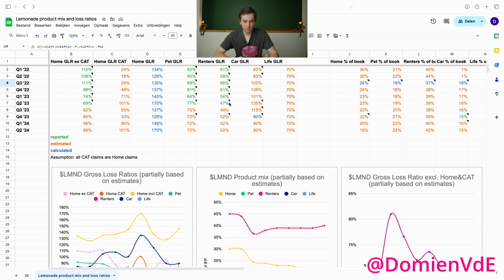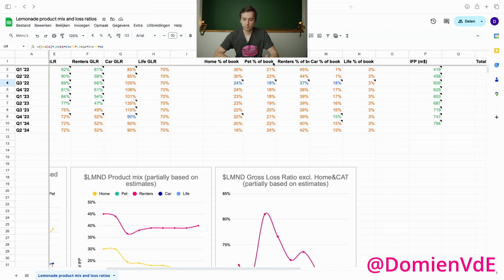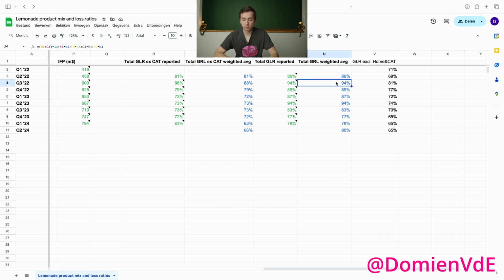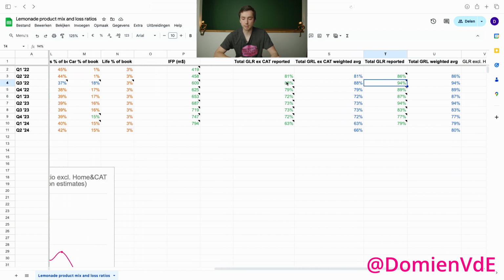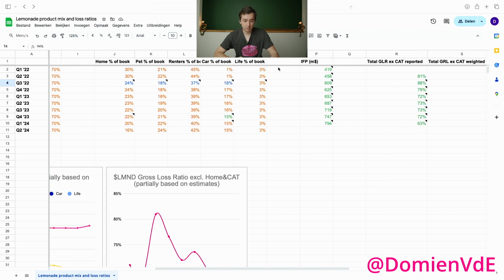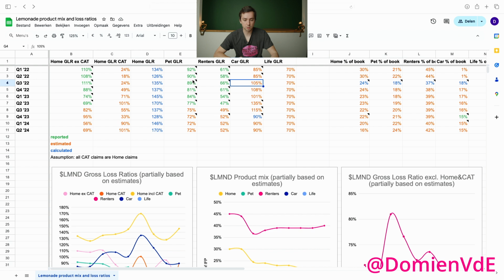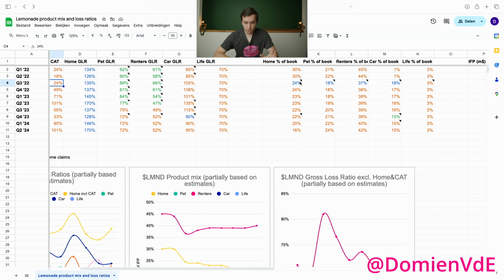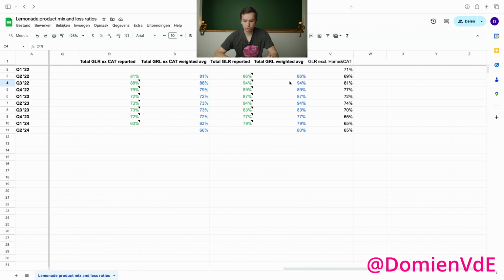So I basically used the loss ratios here for each product line and the product mix, and I made a weighted average, and it should come out to the number that was reported, right? It should come out to this 94%. So the guesses that we saw here, this one, and this one, these orange numbers, they are chosen such that this weighted average comes out correctly, right? Yes. As well as the other one here, which is their total gross loss ratio without the catastrophes.